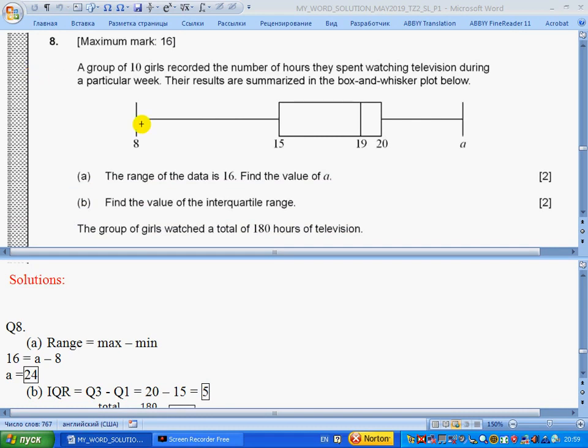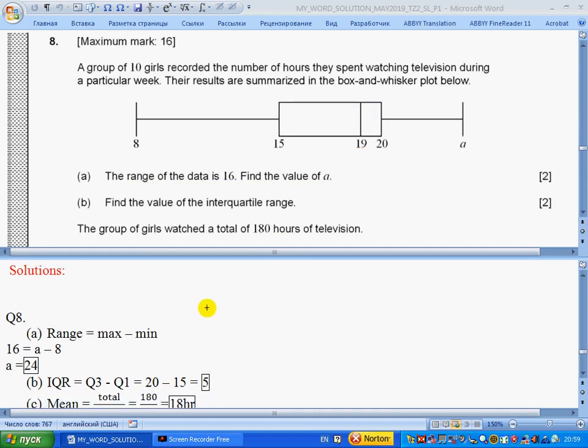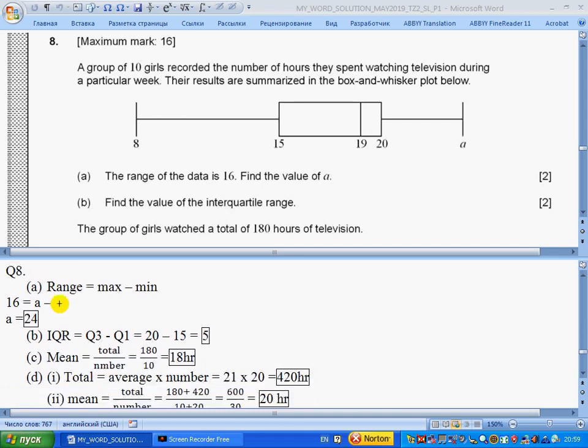This box and whisker plot you should know. So this is the minimum value, maximum value, first quartile, third quartile, and mean value 19. The range of the data is 16. Find the value of A. So question A, range equals maximum minus minimum. Range equals 16, maximum equals A, and minimum equals 8. So we get A equals 24.